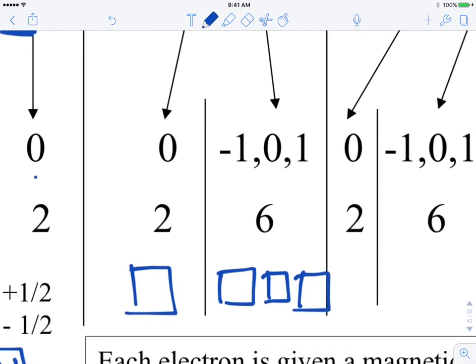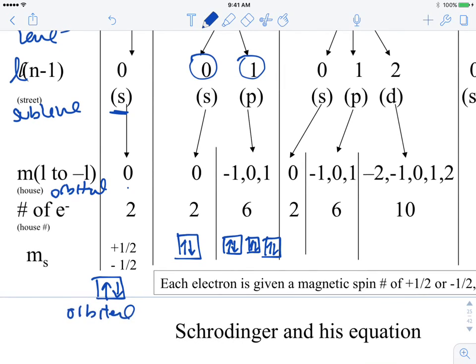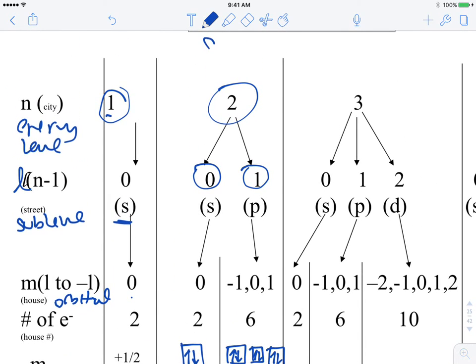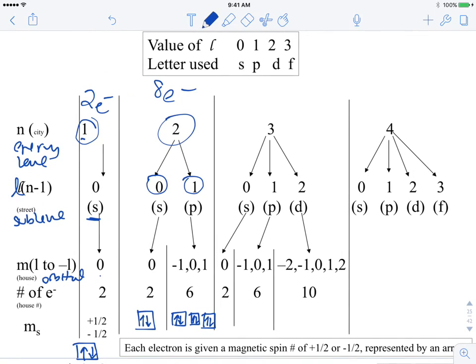Each orbital can hold 2 electrons. 1, 2, 1, 2, 1, 2, 1, 2. The second level can hold a total of 8 electrons. The first can hold 2 electrons. Let's try it with the third energy level, n equals 3.